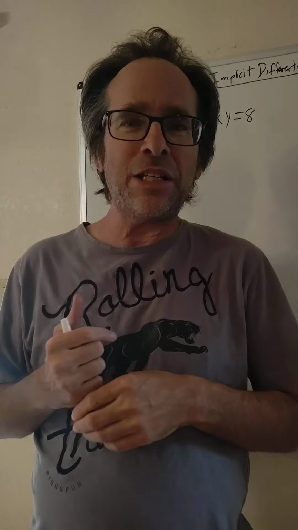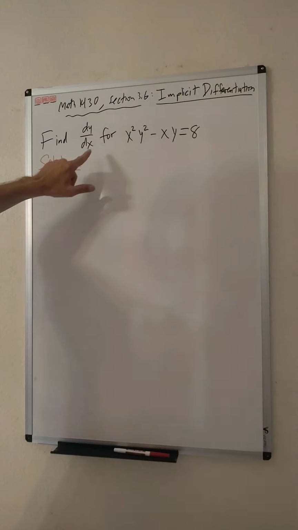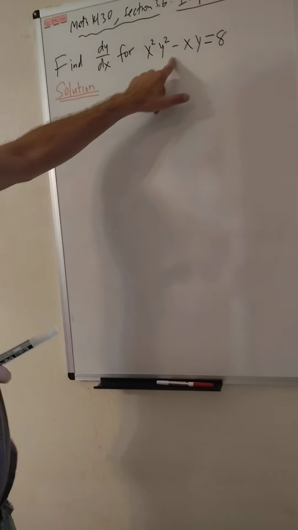We're doing section 3.6, implicit differentiation. So we're going to find the derivative dy/dx implicitly. When I say implicitly, that means notice this equation right here. We want to find dy/dx for this equation.